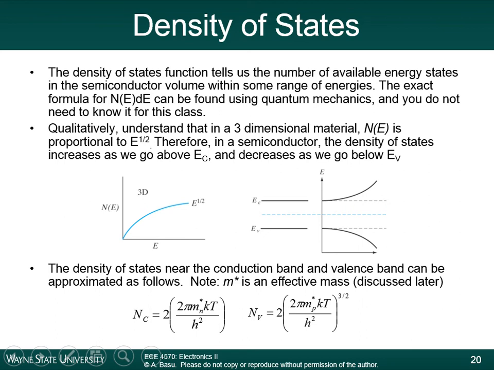All right. So at the edge of the conduction band, at the edge of the valence band, there are fewer states, but as we go further down in the valence band, more states. As we go higher to the conduction band, there are more states. And it goes up as a square root function.